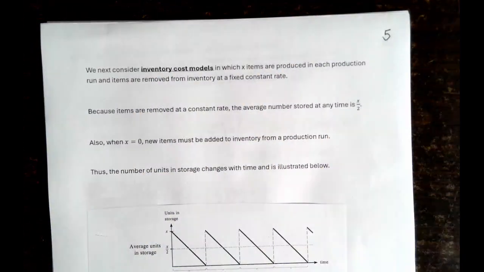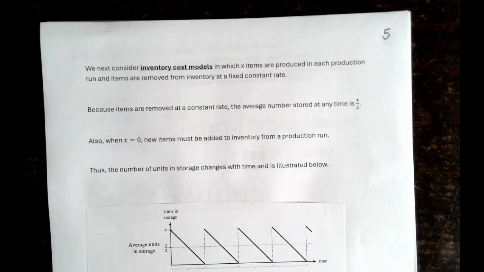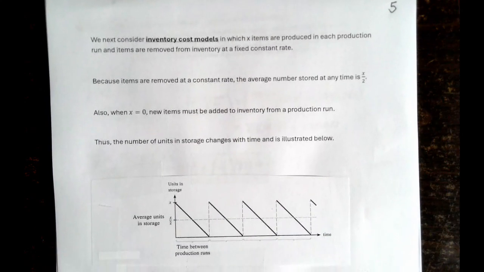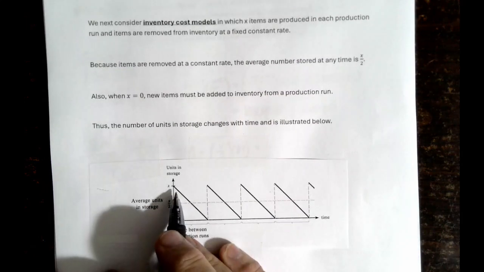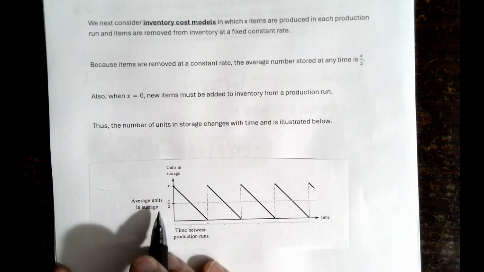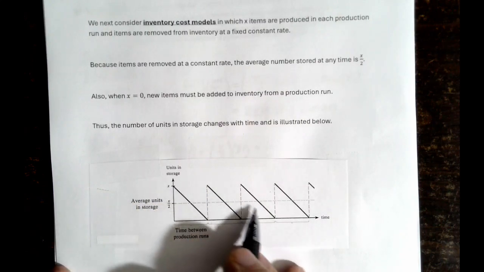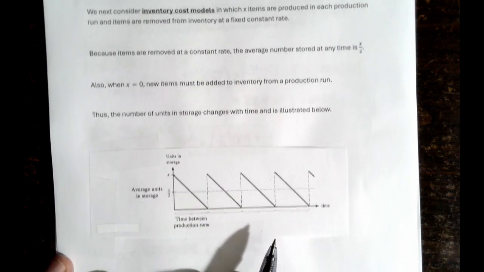Next, we're going to consider inventory cost models, in which a certain number of items are produced in each production run, and items are removed from inventory at a fixed constant rate. So they're being sent out to the store, or they're being sold off the shelf. Either way, the inventory is continually decreasing, and each time you've got to re-up or reload those shelves with new inventory. So each time you're making another production run to create more of the model that you're selling here.